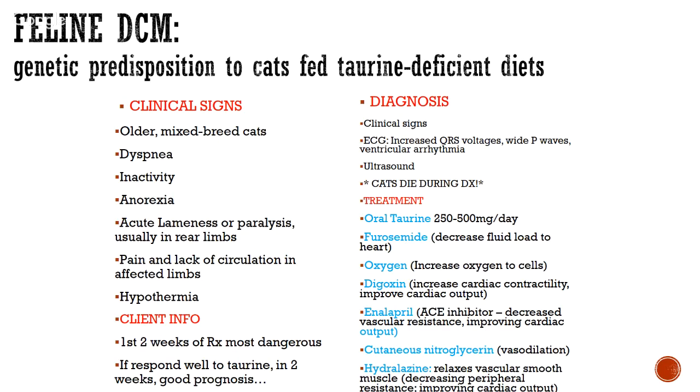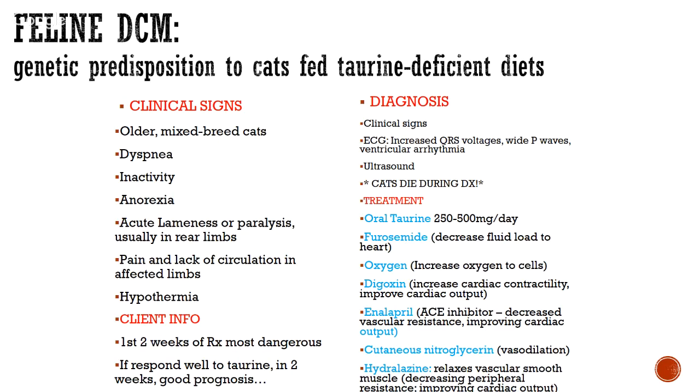Again, they'll lie around typically either in the sun or with their limbs tucked under them because they are cold. We need to tell the clients that if we are going to be able to treat these guys, we have to watch them very carefully for the first 2 weeks. It's the most dangerous time of treatment. If they do respond well to taurine within 2 weeks, it's got a good prognosis.